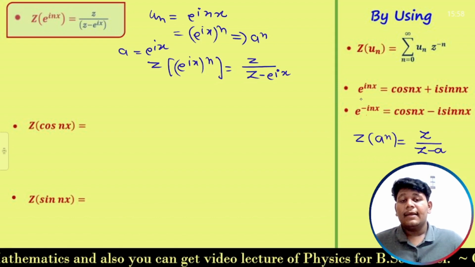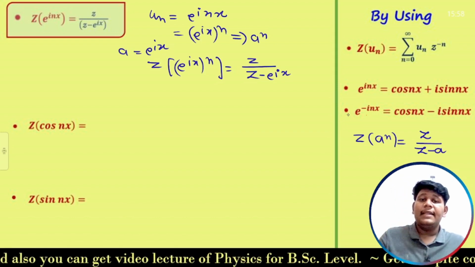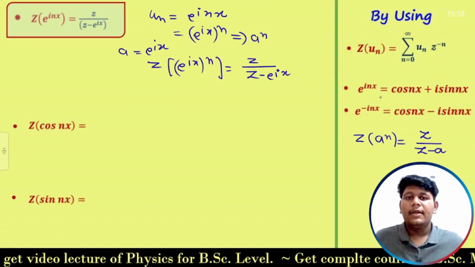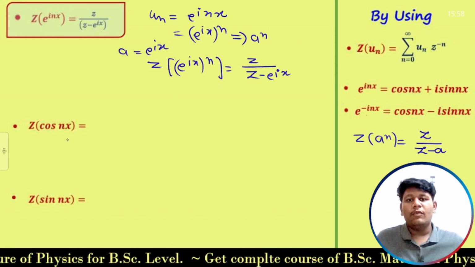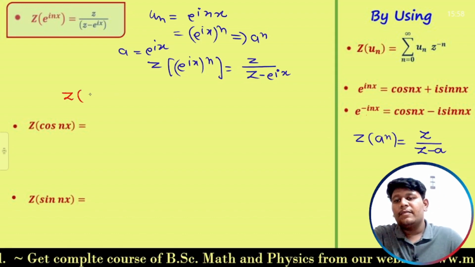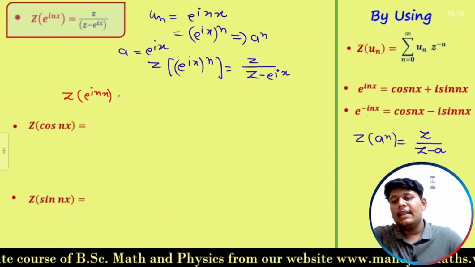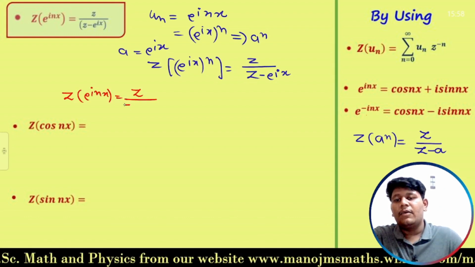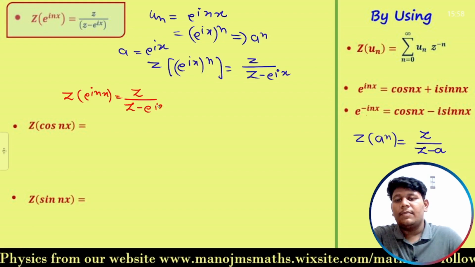Basically, by separating the imaginary part and the real part, we can easily calculate these two formulas also. So now here the z transformation of e to the power iota nx is nothing but z upon z minus e to the power iota x.